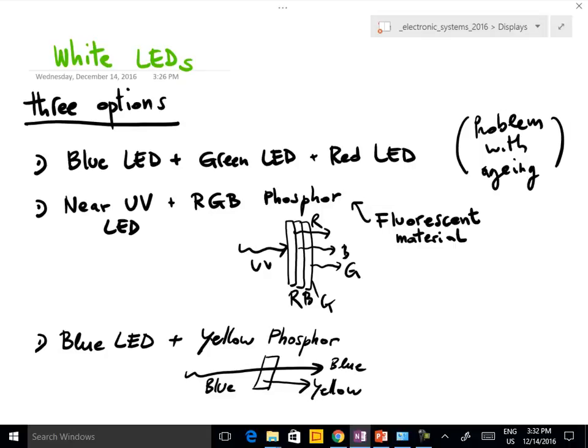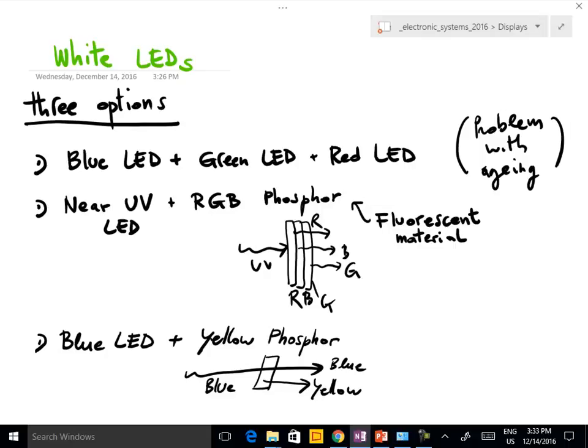What's the use of white LEDs? The use of white LEDs typically is for lighting at home, for lighting, for example, in the car, but also for the backlighting of the display of a smartphone. Okay, so you need these types of white LEDs.